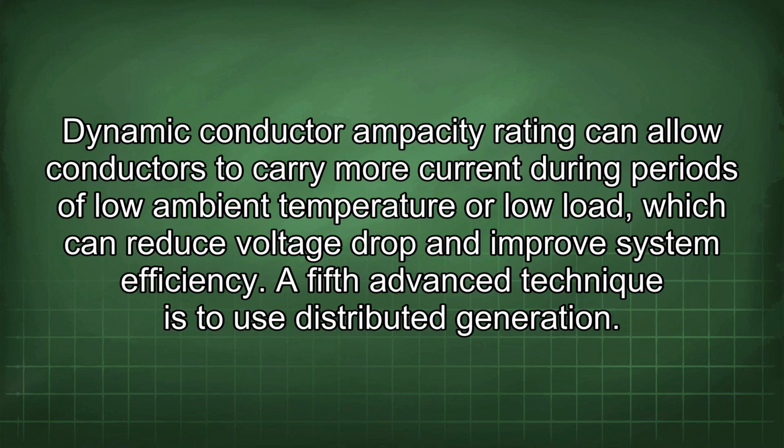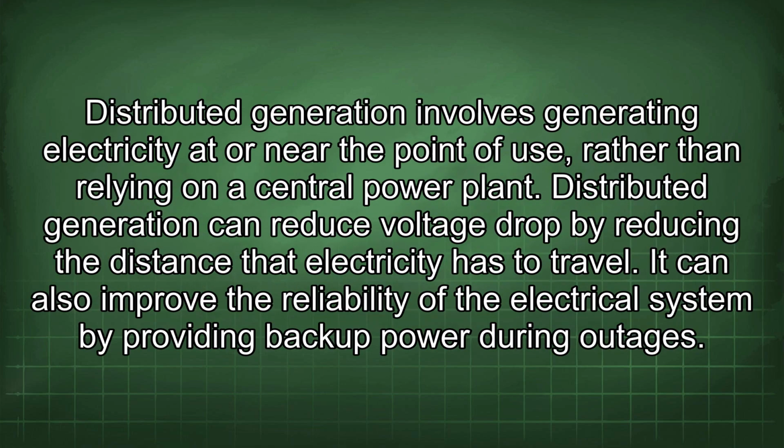A fifth advanced technique is to use distributed generation. Distributed generation involves generating electricity at or near the point of use, rather than relying on a central power plant. Distributed generation can reduce voltage drop by reducing the distance that electricity has to travel. It can also improve the reliability of the electrical system by providing backup power during outages.